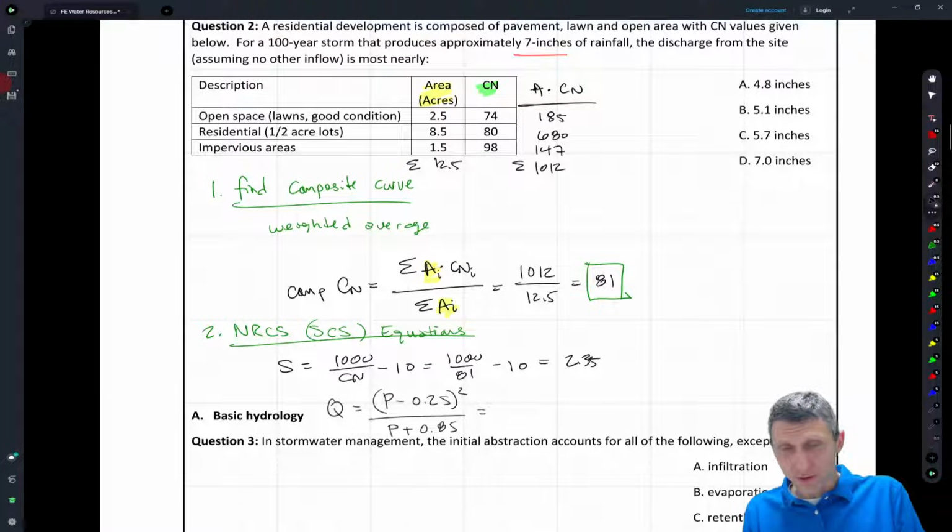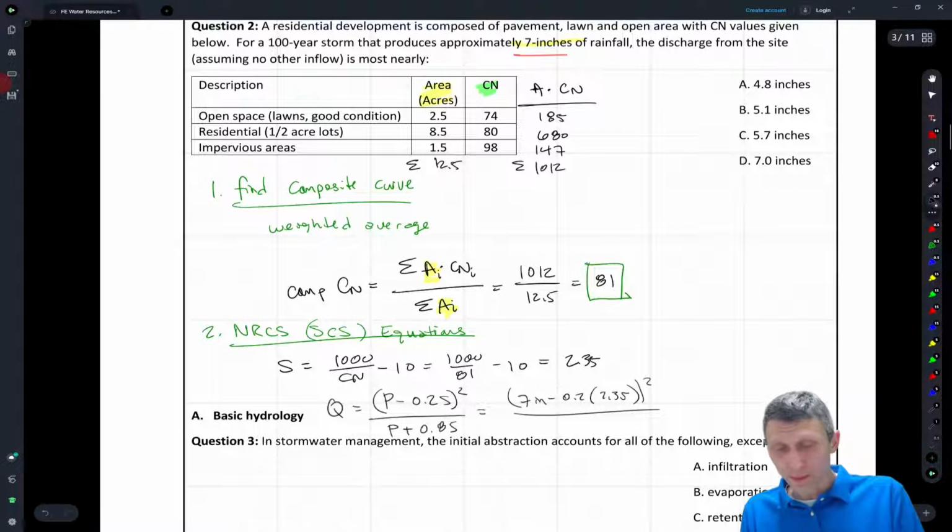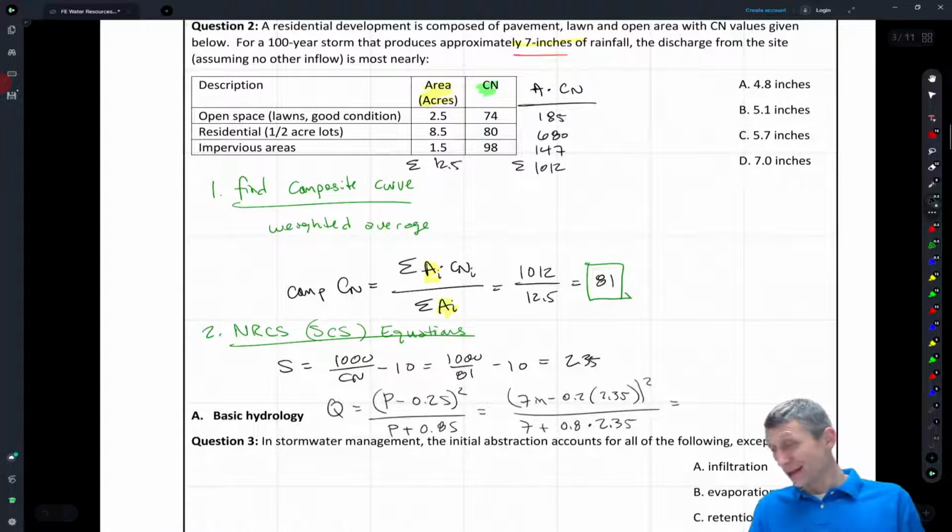So what do we have? Our total rainfall here was 7 inches. So if we plug in, we get 7 inches minus 0.2 times our 2.35, all of that squared, and we take that all over 7 plus 0.8 times our 2.35, and that's going to give us another value.